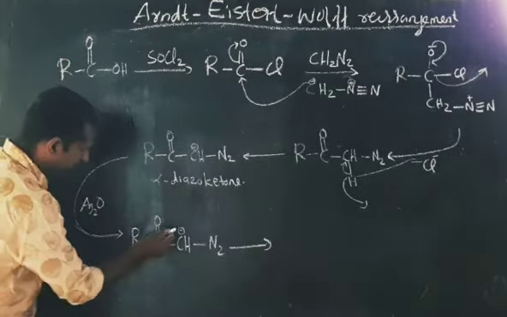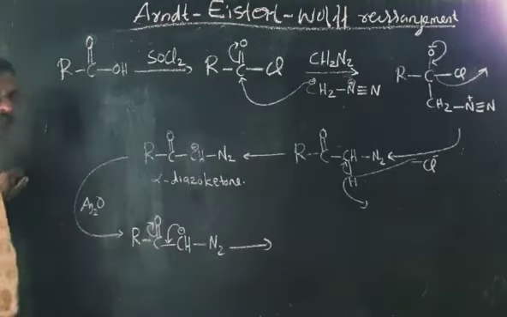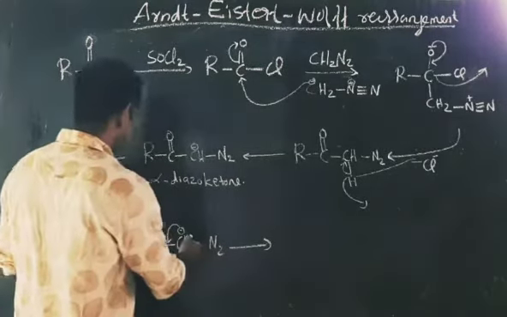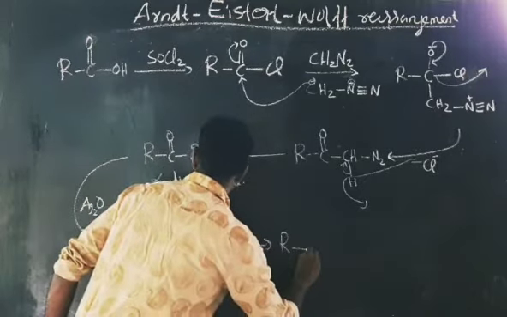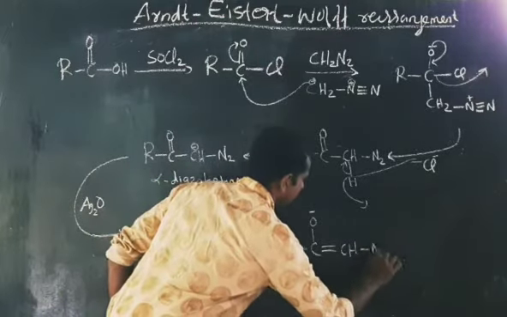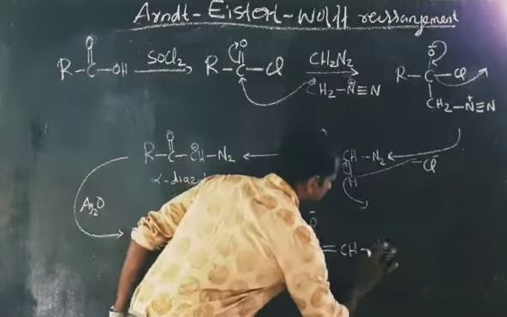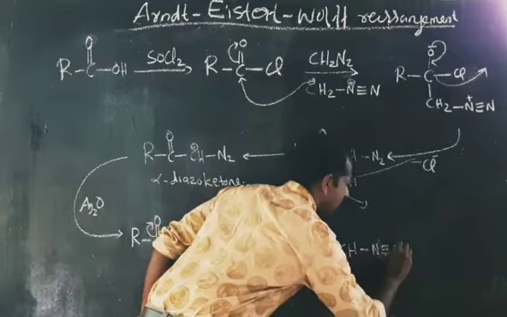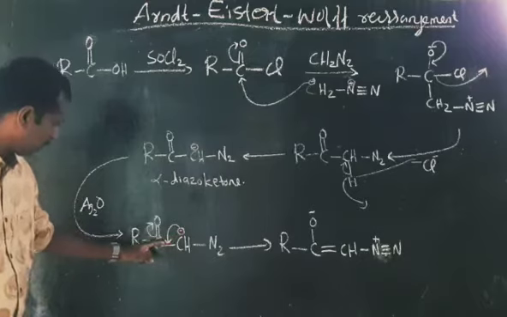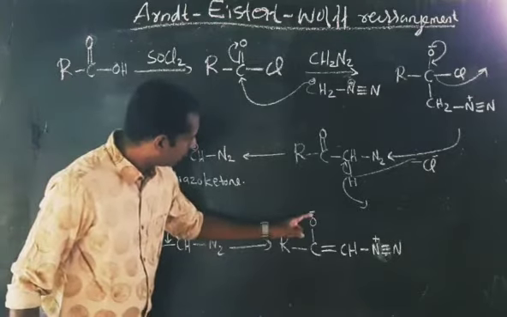And what is happening here? You can see that this negative charge is shifting to here. Then this is going back. Clear? And you are getting R C O minus, double bond CH and N2, or you can write it as N triple bond N, no problem. This pair of electron is coming here, so here it will become a double bond. Simultaneously this bond is migrating to oxygen.